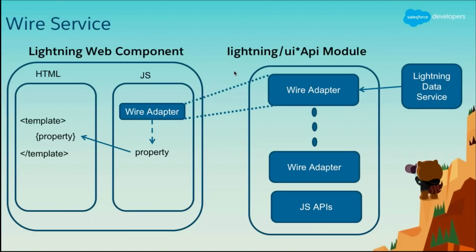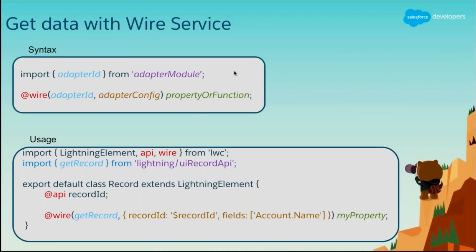Let's see. I'll show you the syntax first, how we write the wire service. If you see on the top, on that compartment, that is the syntax. First, you need to import the adapter ID from the adapter module. When I say adapter module, it is your UI record API. So once you import that, adapter ID is like a functionality.